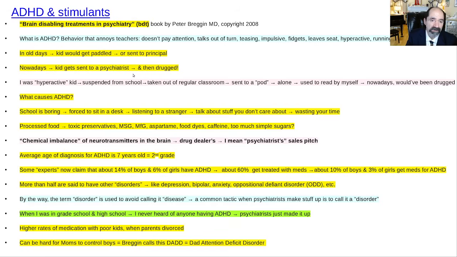So nowadays, the teacher wants to get at a kid. She's not allowed to spank them. She can just send them to the school nurse, psychologist, get them evaluated, write a note home to the parents, get the kid drugged. It makes the teacher dangerous to the student. That's bad. They should be friends.